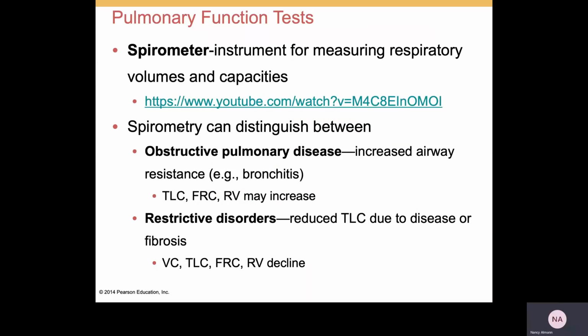We use spirometers to check pulmonary functions, and it's going to measure volumes and capacities, and there's a good short video there. Spirometry is going to be important because it can distinguish between a couple of different types of respiratory issues. Obstructive pulmonary disease, so bronchitis, for example. If you have increased airway resistance, you might have increased total lung capacity, etc. Restrictive disorders will reduce total lung capacity due to disease or fibrosis, so those numbers will decline.